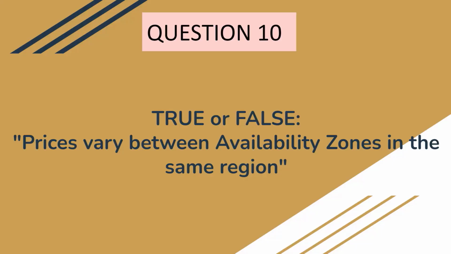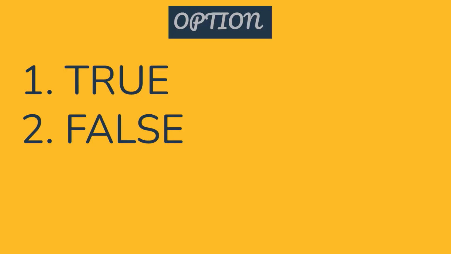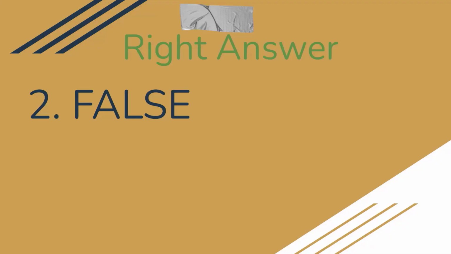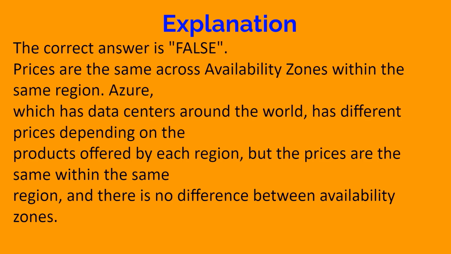Question 10. True or false? Prices vary between availability zones in the same region. Option 1. True. 2. False. Right answer. 2. False. Explanation. The correct answer is false. Prices are the same across availability zones within the same region. Azure, which has data centers around the world, has different prices depending on the products offered by each region, but the prices are the same within the same region, and there is no difference between availability zones.